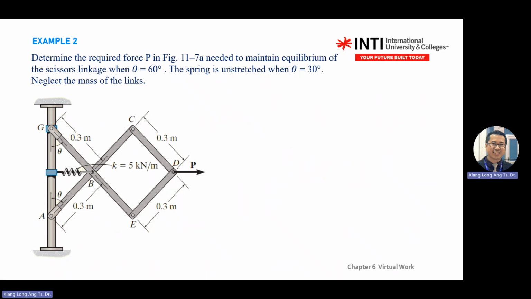When you have a spring here, the spring will create a spring force. You pull P. So where is theta? Theta is here, this theta. Initially it was 30 degrees, and you want to change this to 60. So you need to calculate how much force you need to pull to reach 60.